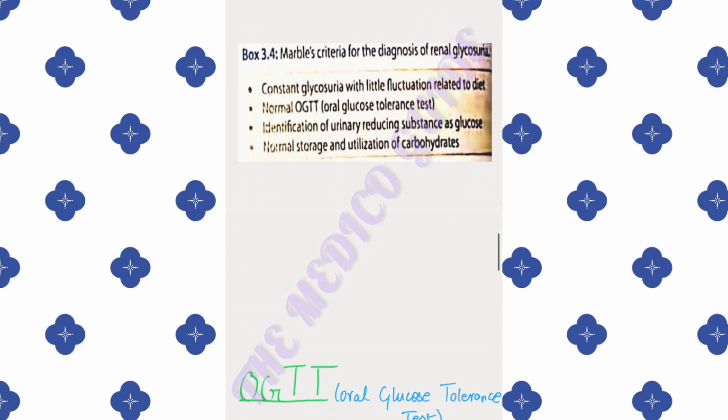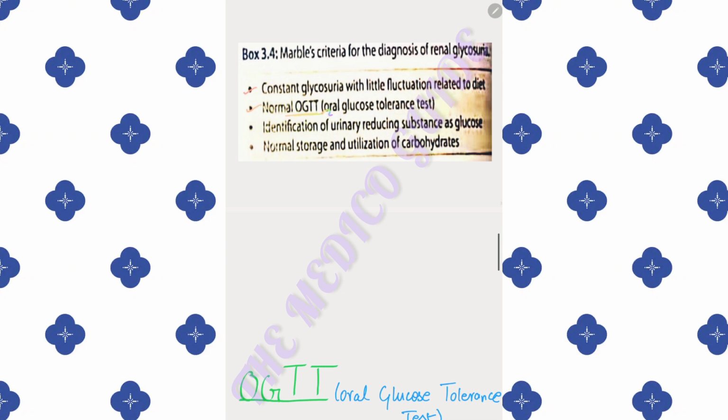Talking about the criteria, my dear students, to diagnose renal glycosuria, in which the culprit lies in the renal system: there is constant glycosuria with little fluctuation related to the diet. The diet will directly affect the plasma glucose levels, and there is very little change seen in the glycosuria with changes of the diet. That is the first criterion.